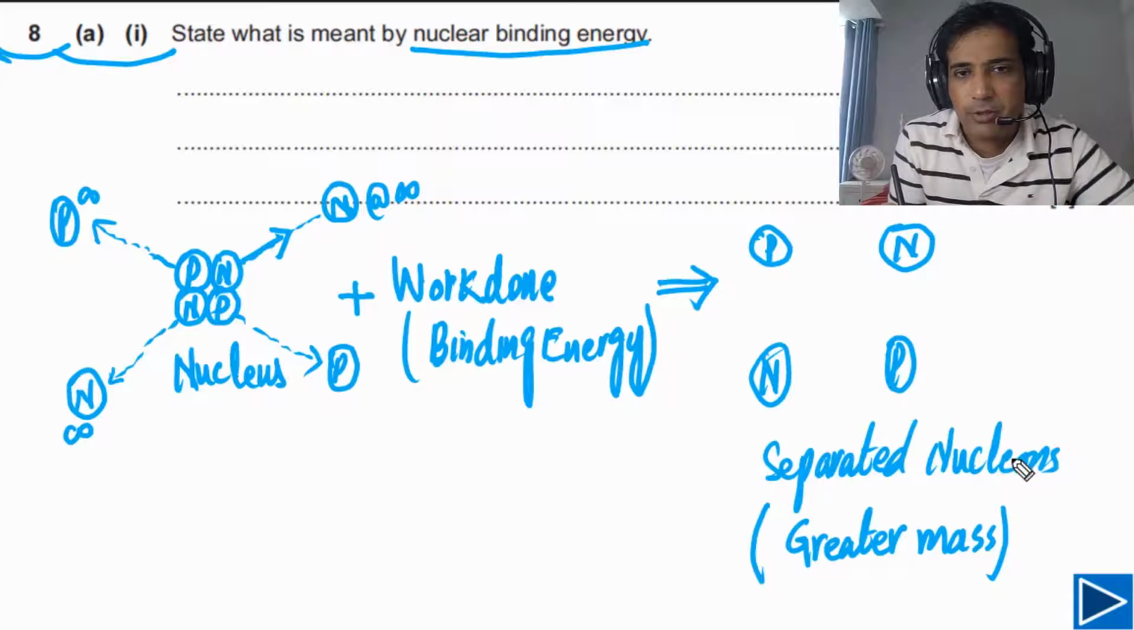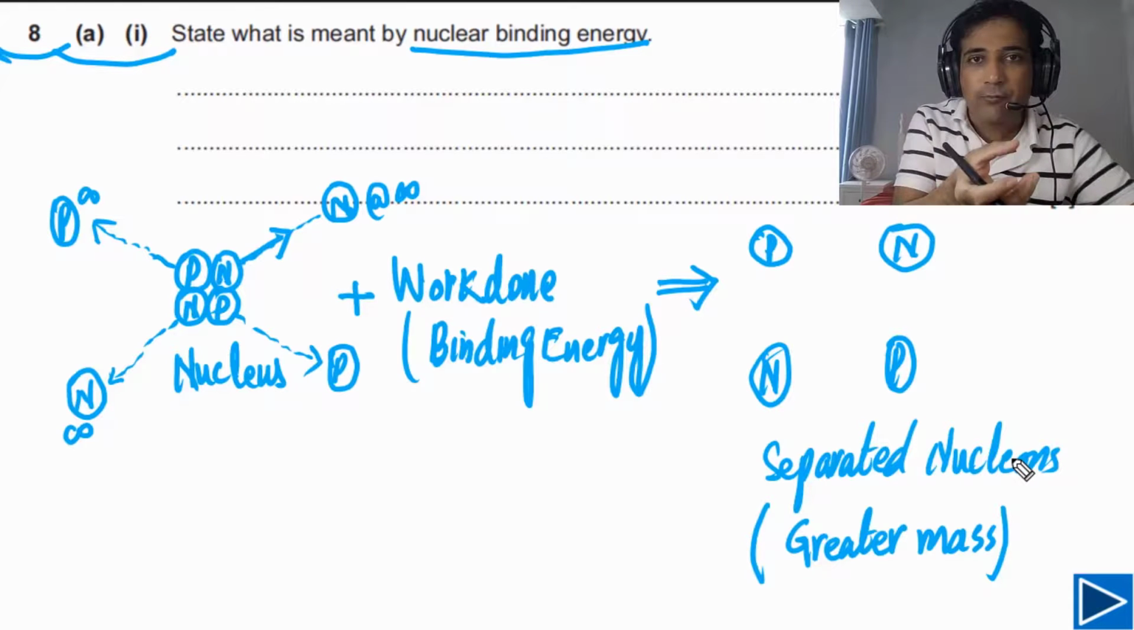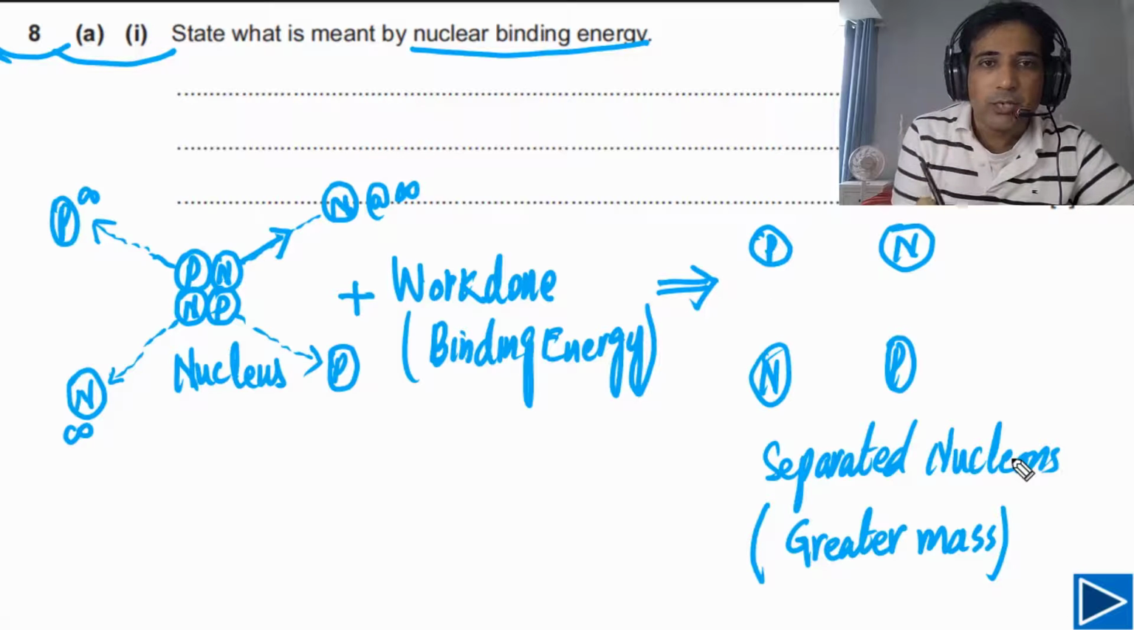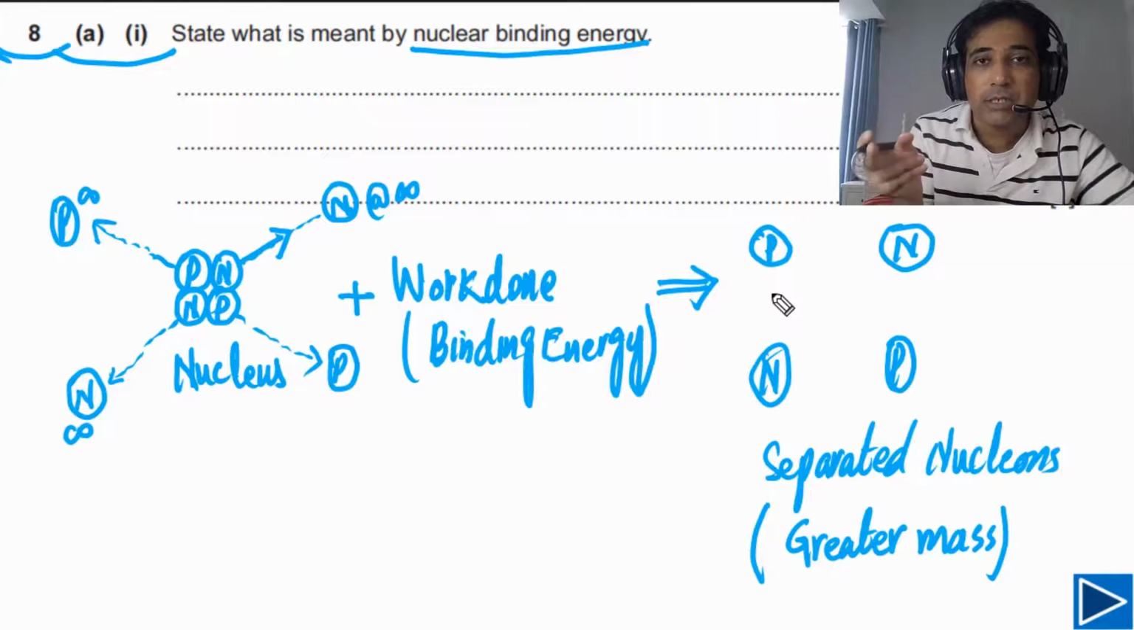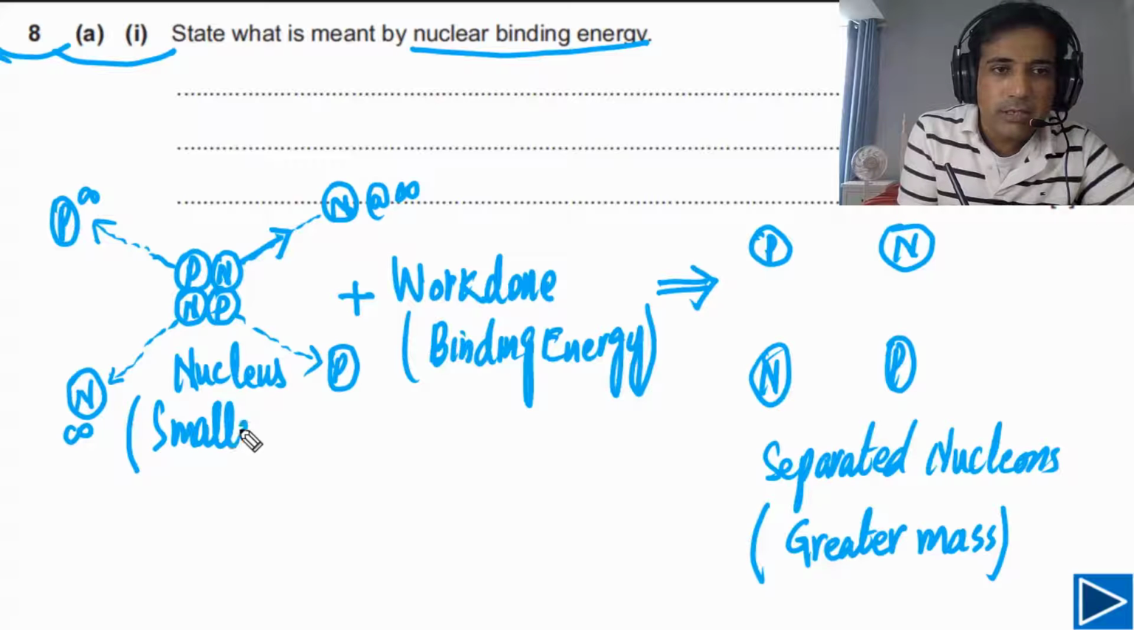Separated nucleons have greater mass because they have gained energy in the form of mass, meaning the mass has increased. So an individual proton is heavier than a proton in the nucleus. These are lighter, they have smaller mass.